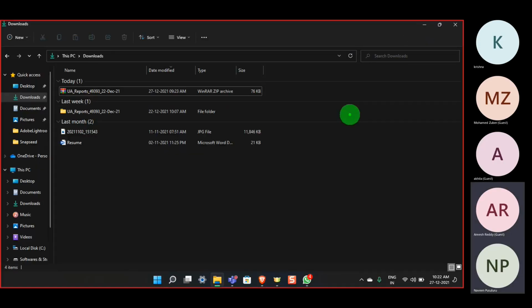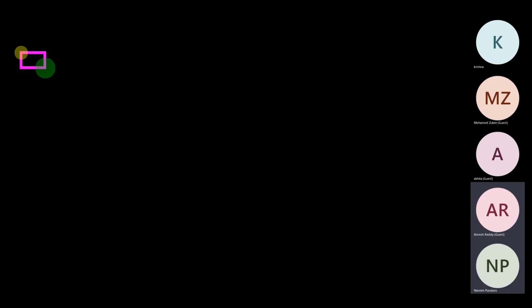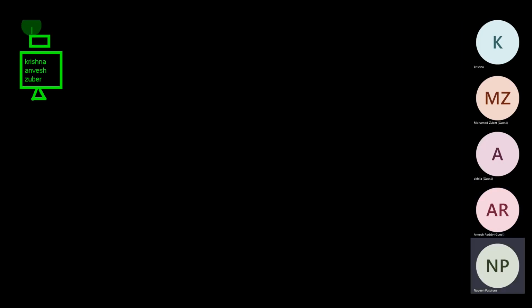So normally in real time, how everyone maintains infrastructure, I'll show you. Normally, this is my Active Directory server. Let's assume that. All my users will be there, right? For example, Krishna, Anvesh, Zubair. These are all part of the SAN team. So I'll create a group called SAN here, and I'll add all these three members.